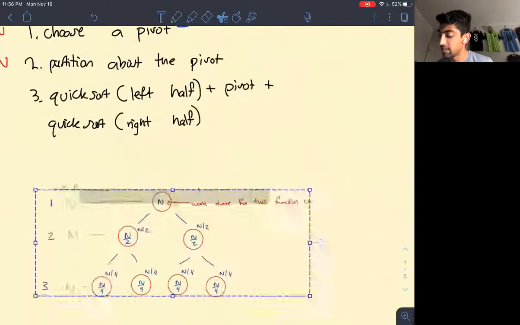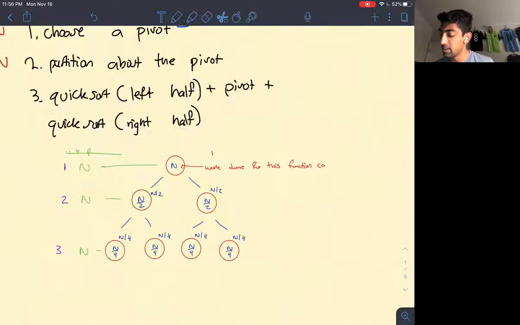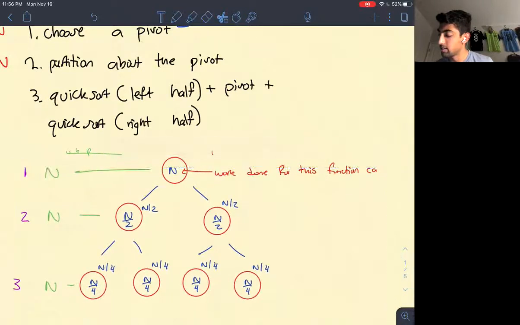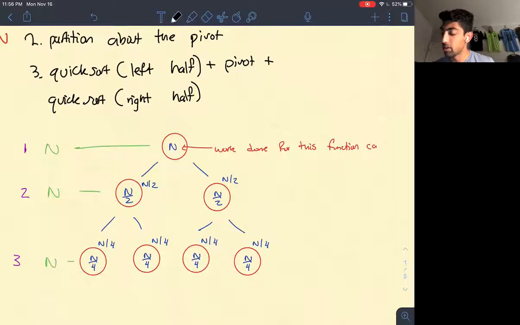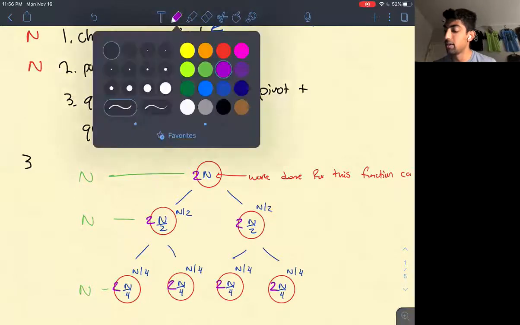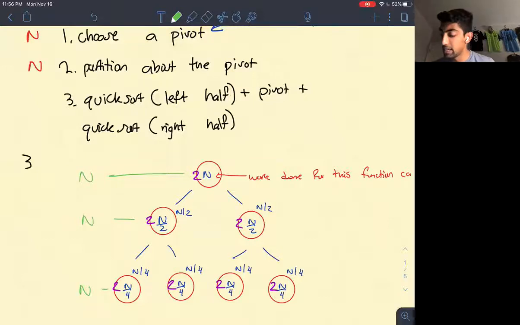We're actually going to get the identical recursive tree that we got when we did merge sort. What we're going to notice is that the total amount of work that we're doing is very, very close to identical. But now, instead of doing n work per level, like we did in merge sort, now we're doing 2n. So the total amount of work at each layer in this tree is 2n.